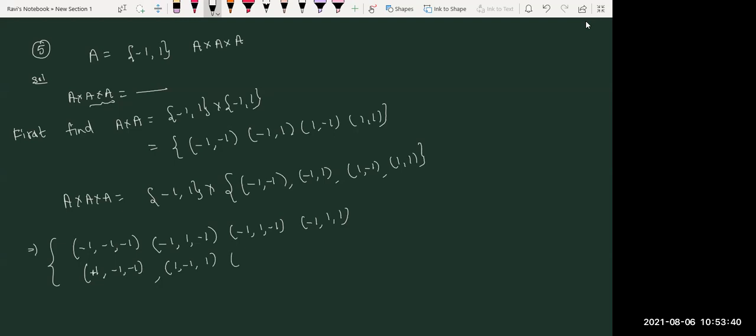Next, 1, 1 and minus 1. Very good. Last one, triple 1. Triple 1, that's the answer. Understand? If 1, 1 is there, we can call this an ordered pair. If 1, 1, 1 is there, what can we call it? Anyone? This we can call a triplet. Triplet means 3 numbers will be there inside the bracket.